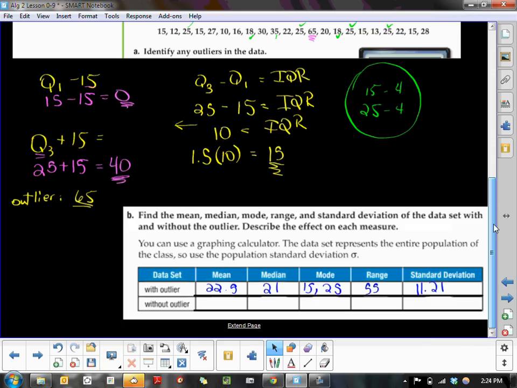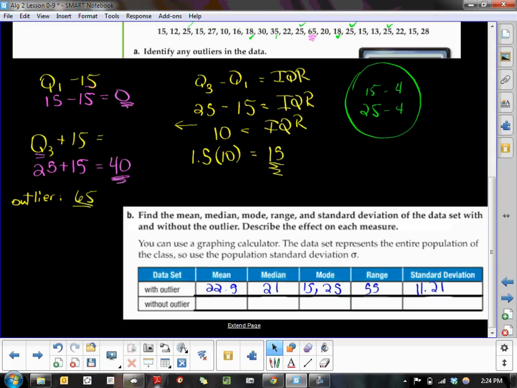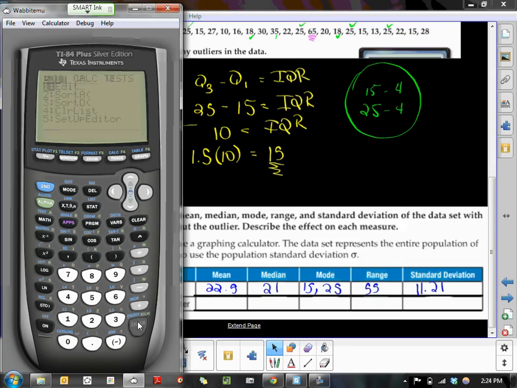Now we're going to do it without the outlier. So what we do to our data set, we go to our calculator and we simply remove our outlier, which was 65, from our data set. So go to your stat, edit your list, and that was in list 2. I'm going to find 65 in the data set, and we're going to delete that 65. And now we should be down to a total of 21 pieces of data. And if I come back up here, that's accurate.